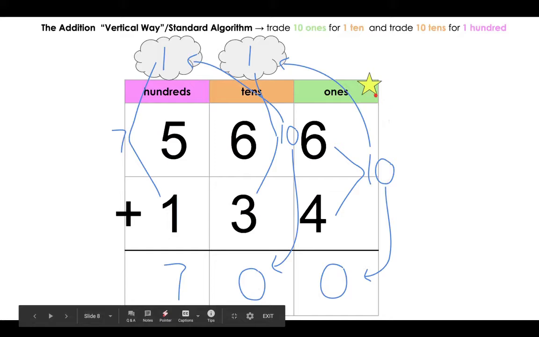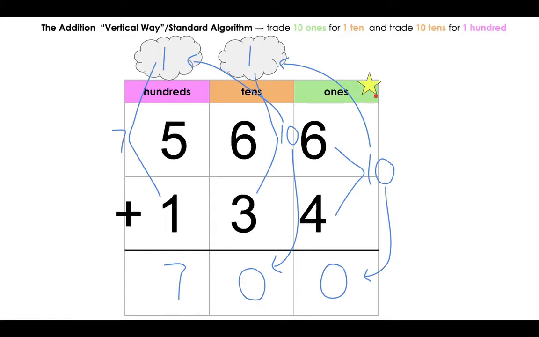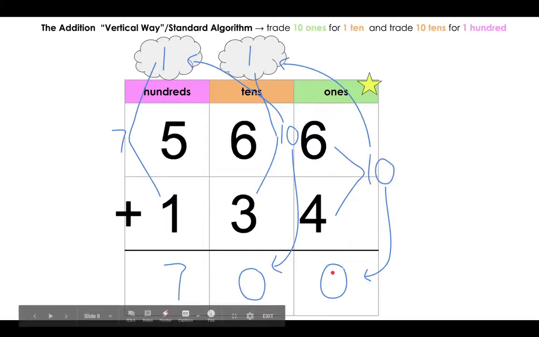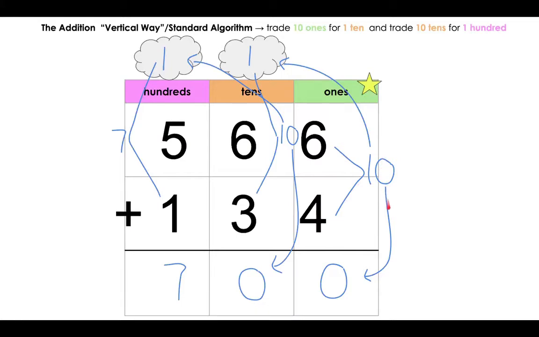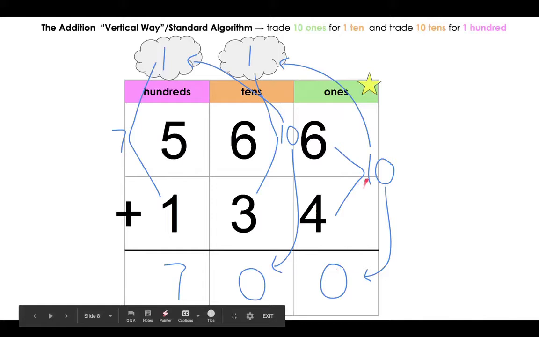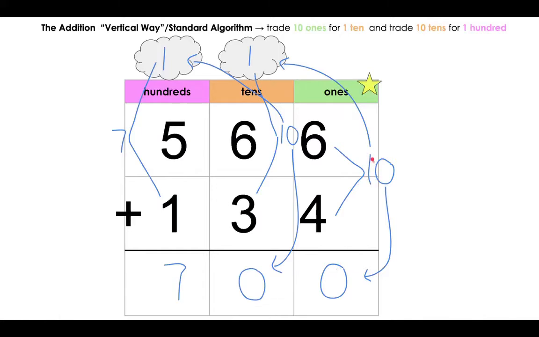I know that I always have to start in my ones place. I have to start in my ones place for addition and subtraction. And in starting with my ones place, first I added 6 plus 4, and that equaled 10. Well, I know that I can't have 10 in my ones place, but the 0 is my ones. I have 0 ones, and so that is going to stay in my ones. And I'm going to bundle my 10 and trade my 10 ones for 1 ten.